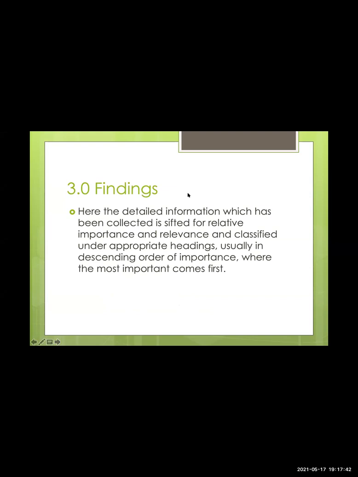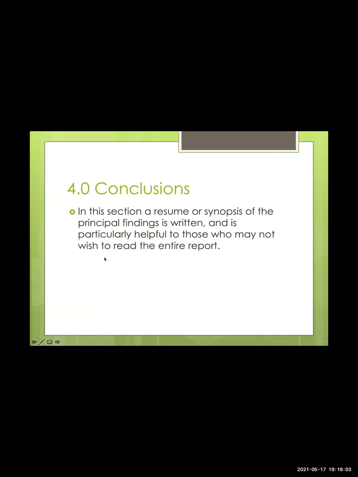The other part now are the findings, and usually you're supposed to have 3 to 5 findings. Here, the detailed information which has been collected is sifted for relative importance and relevance and classified under appropriate headings, usually in descending order of importance, where the most important comes first. And then you have the conclusion.